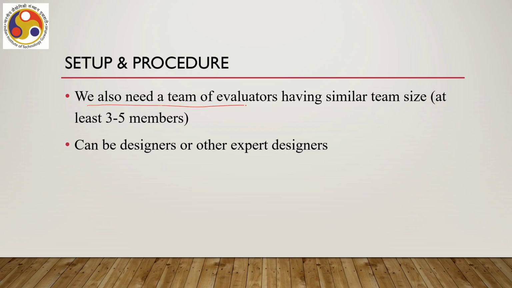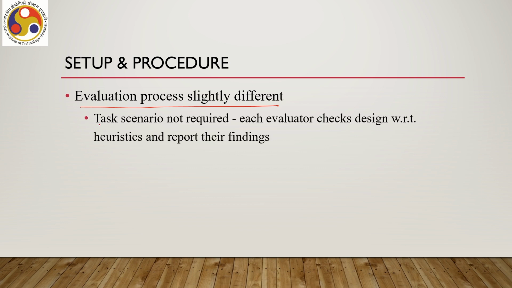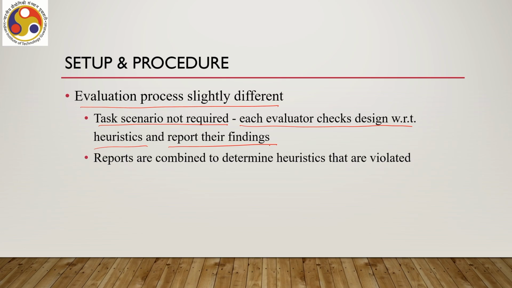We also need a team of evaluators of similar team size, that is at least 3 to 5 members. They can be members of the design team or other skilled designers, not necessarily involved in the design team. Here the evaluation process is slightly different as compared to the cognitive walkthrough method. As we have noted, a task scenario is not required. Each evaluator checks the design, that is the prototype, with respect to the heuristics and reports their findings. Reports are combined to determine which heuristics are violated.